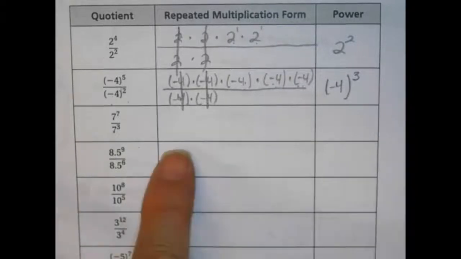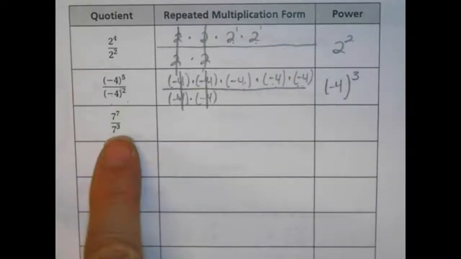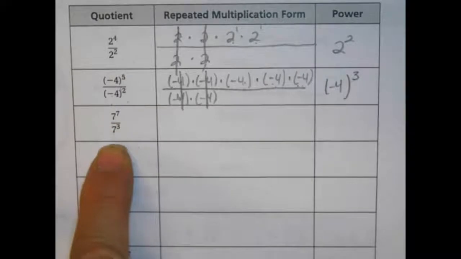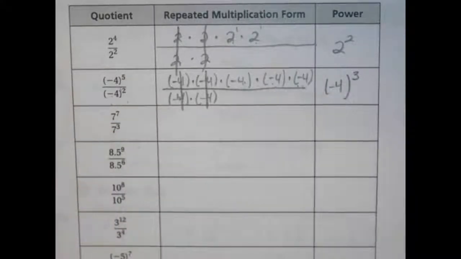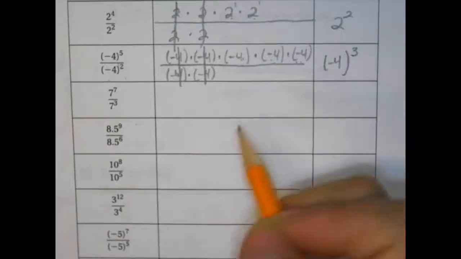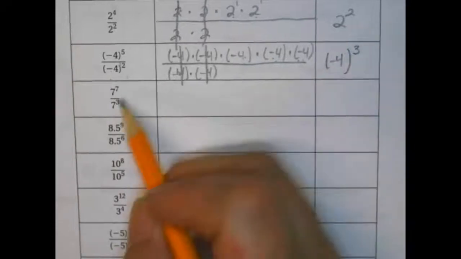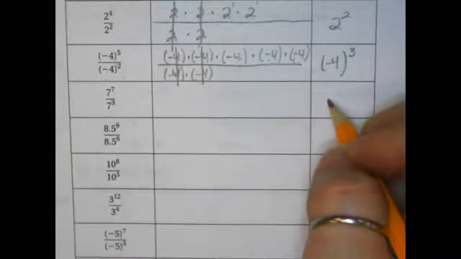I want you guys to go ahead and do this next one, 7 to the 7th over 7 to the 3rd, on your own in this next row, and then we'll check it in a few. So go ahead and do the next one. All right, so what did we get? What did you guys end up with? 7 to the 4th power.